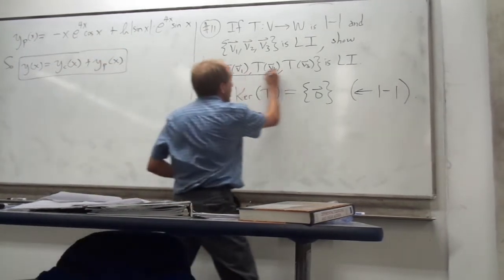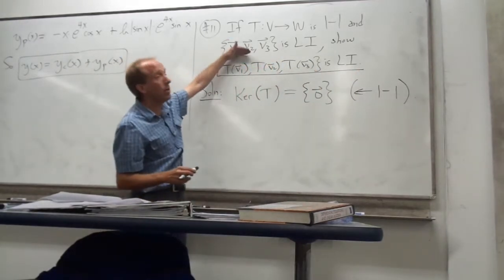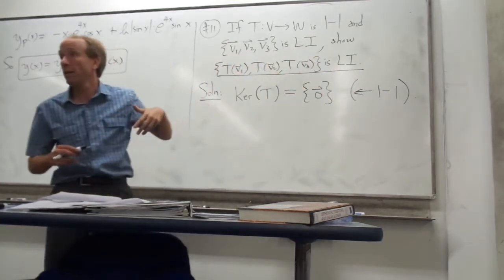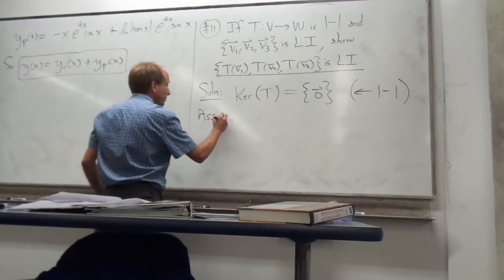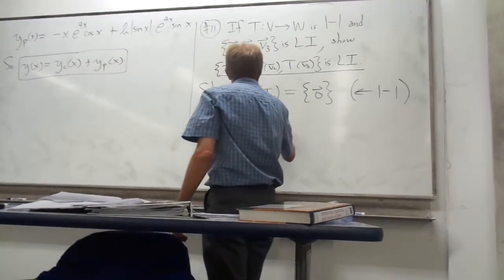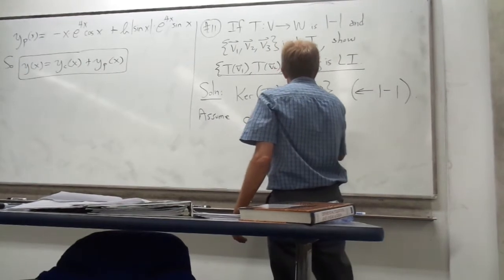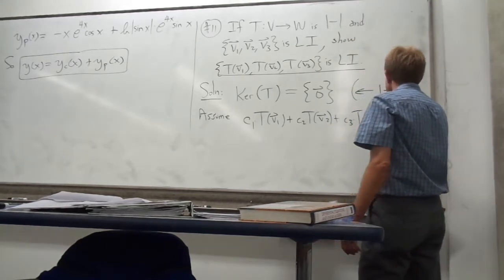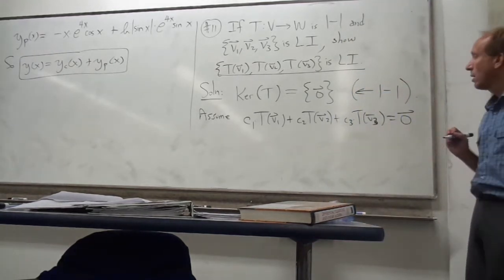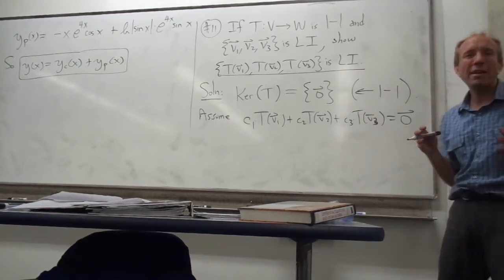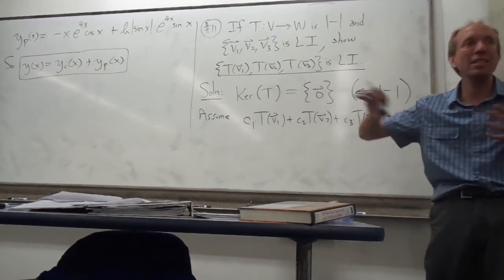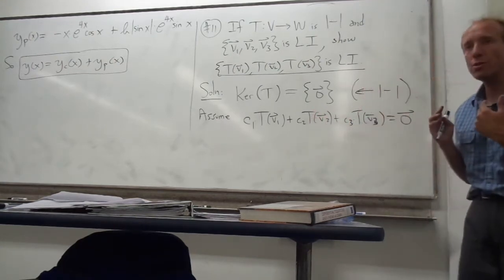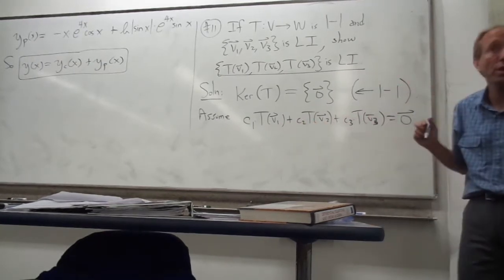But actually, you're trying to show it about this set. So instead of starting with v1, v2, and v3, I'm going to start with T of v1, T of v2, and T of v3. I'm going to assume that c1 times T of v1 plus c2 times T of v2 plus c3 times T of v3 is equal to 0. I'm going to start with that. Linear independence is kind of a tricky one because it's like an if-then condition. If we have this linear combination canceling out, then the constants are 0. So I'm going to try and show that all of the constants are 0.